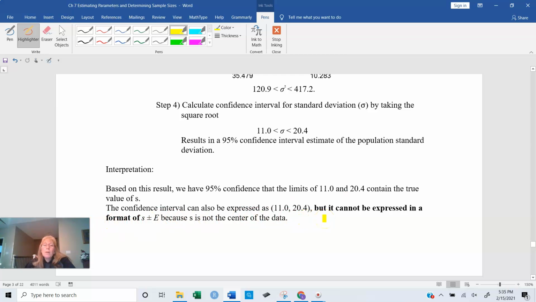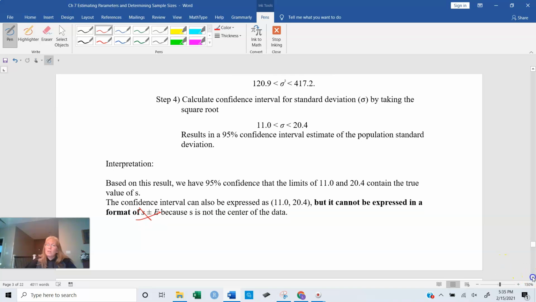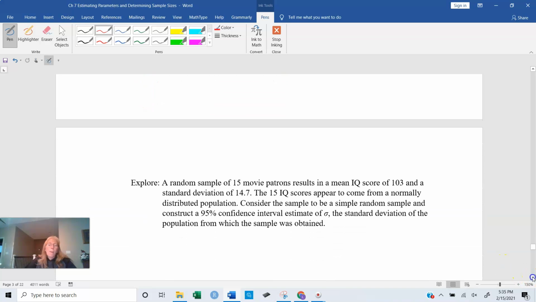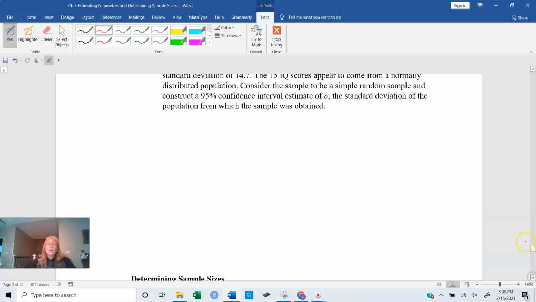It cannot be written as s plus or minus E, all right, because it is not in the center. So remember, this is not a thing. This is bad. You cannot do this for standard deviation. It is a skewed distribution. All right, pause and try yours.